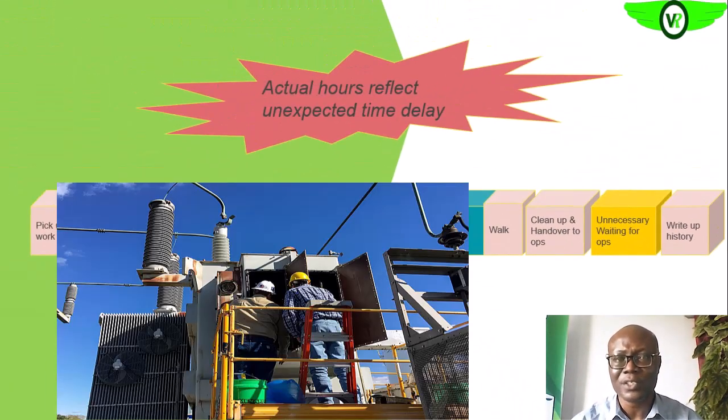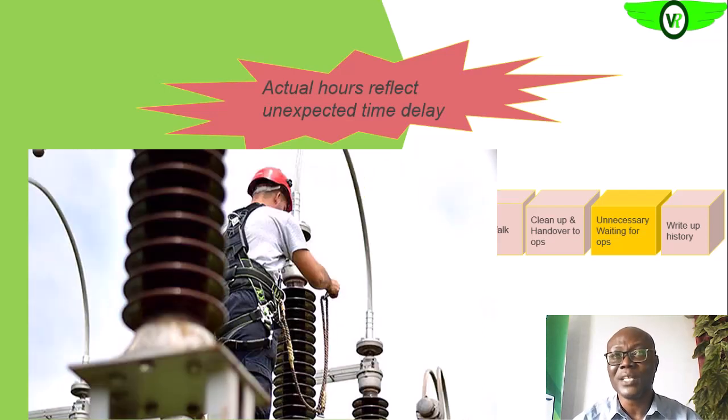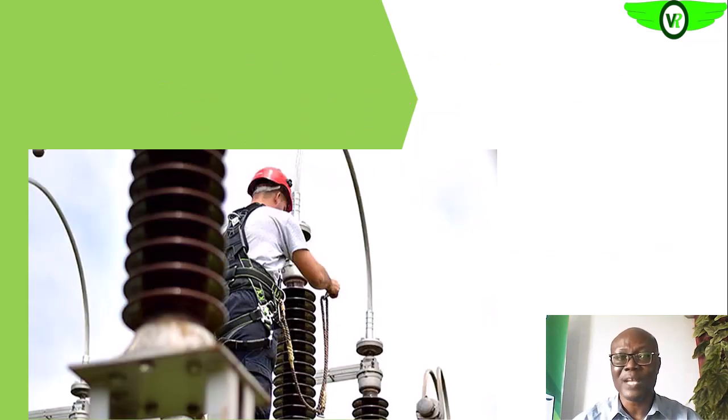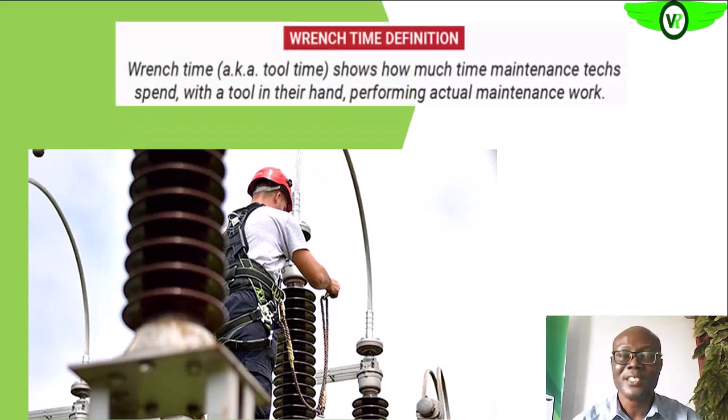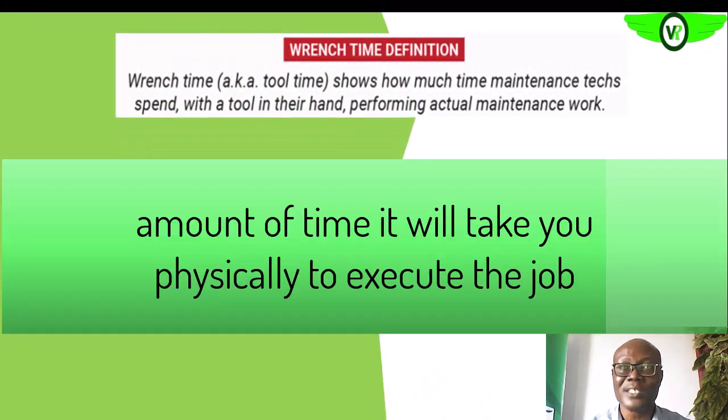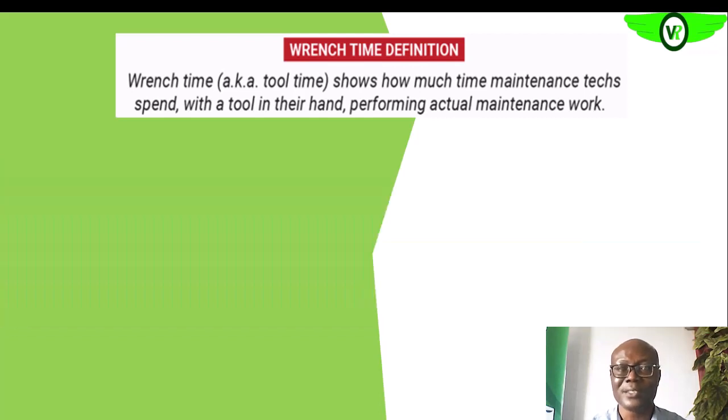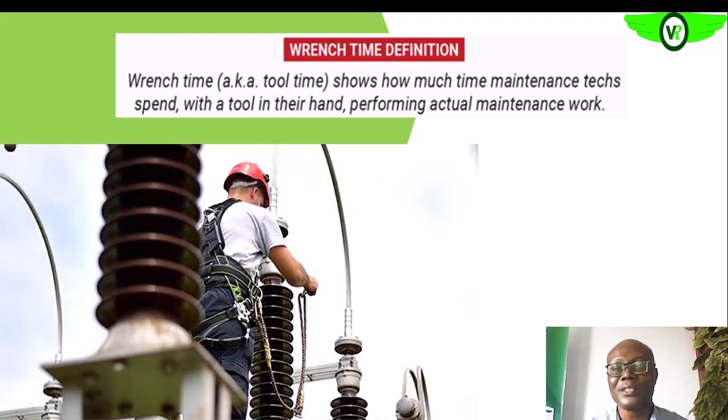So when you say range time, what is a range time? Because we have been mentioning it since we started this section. Okay, the range time, like we said earlier, is the amount of time that you physically spend on executing the job or the maintenance task. That is the time you use to perform the actual work. That is the range time.